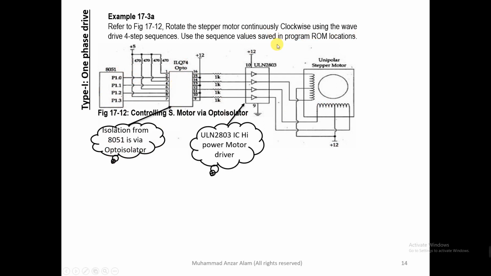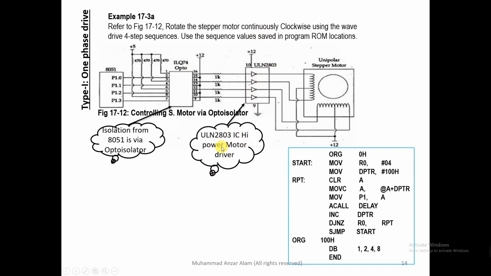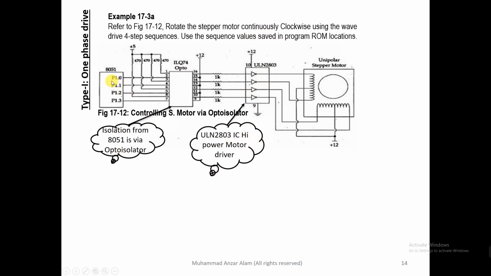And then after that, we need a power amplifier. ULN2803 is a power amplifier. The ULN2803 IC is a high power motor driver. So we can drive the signal through the opto-isolator, get the signals from the microcontroller to the power amplifier, and here it can be some MOSFET or IGBT, some power transistor. So it will drive the stepper motor.